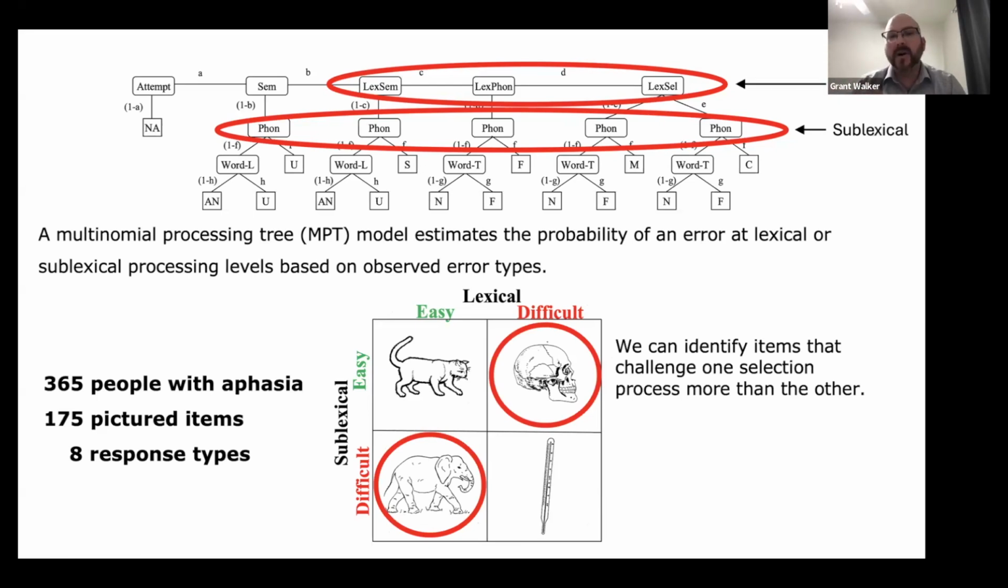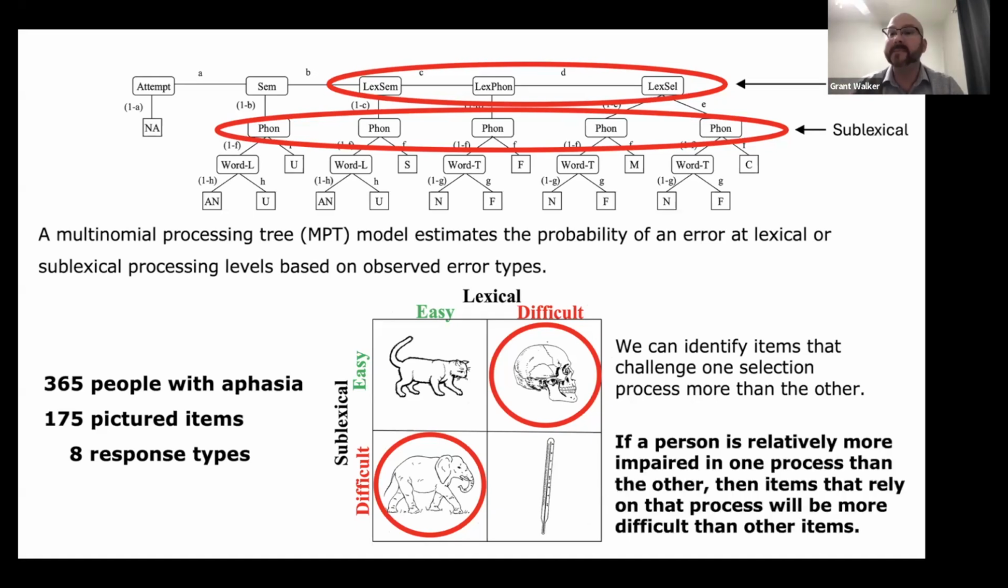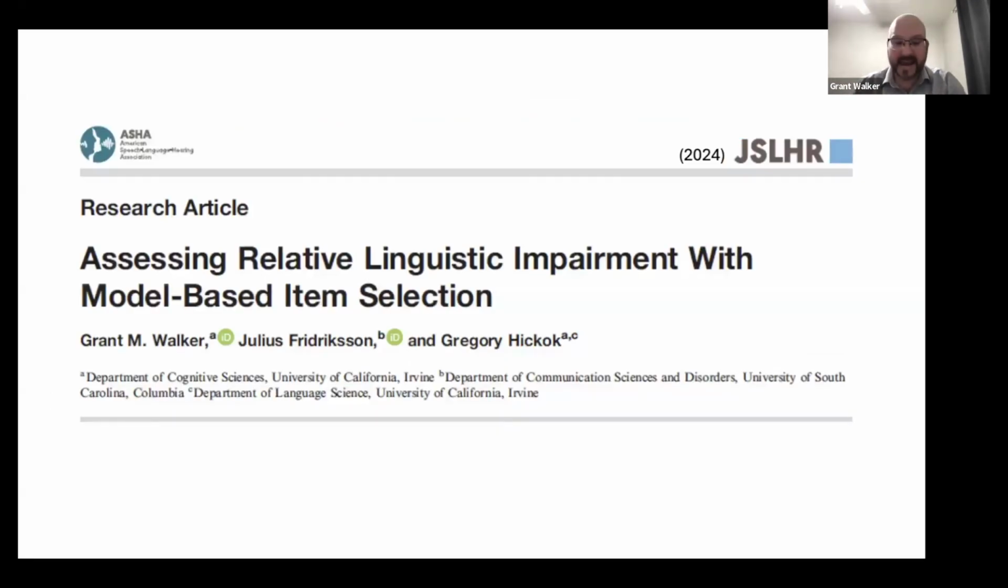Of course, every item is going to challenge both levels to some degree, but one more than the other. And so we expect more errors on one type of item than the other if you are particularly impaired in that process. So folks who have a specific impairment to word retrieval are going to have more difficulty with an item like skull than elephant, and the reverse would be expected for somebody who has a specific phonological problem. And so we designed a test to see if we could, in fact, extract these specific impairments, or relative linguistic impairment, as we're calling it.